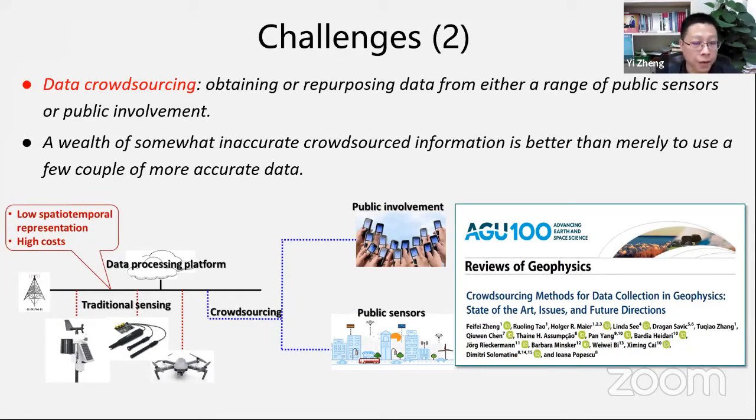Okay, there's a review paper about crowdsourcing methods for data collection in geophysics, published in Reviews of Geophysics. It tells us that a wealth of somewhat inaccurate crowdsourced information is better than merely using a couple of more accurate data. We know that traditional sensing techniques are accurate, but because they have very high costs, the data is of low spatial temporal resolutions. But with public involvement, like using cell phones to collect data, or public sensors like surveillance cameras, we can crowdsource data, and some of the data could be used for hydrological modeling.